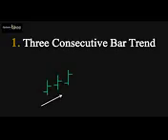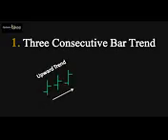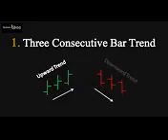The first strategy you are going to learn is the 3 consecutive bar trend. Basically, this involves looking for 3 bars which follow a specific trend. It can either be 3 bars going upwards, which indicates an upward trend, or 3 bars going downwards, which indicates a downward trend. If it is an upward trend, you call, and you put if it is a downward trend.